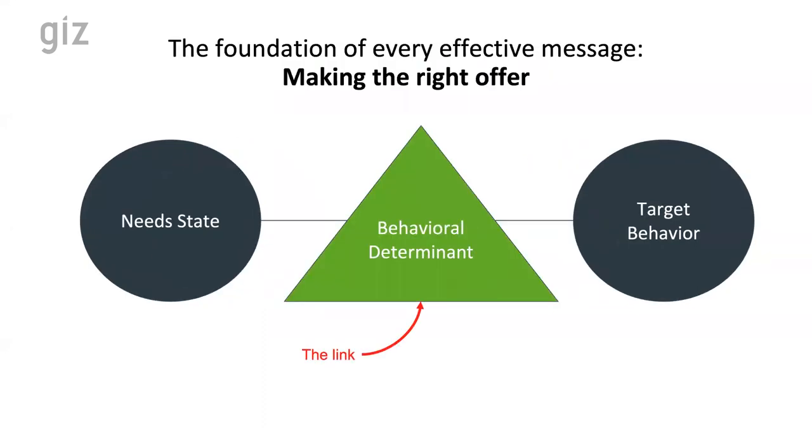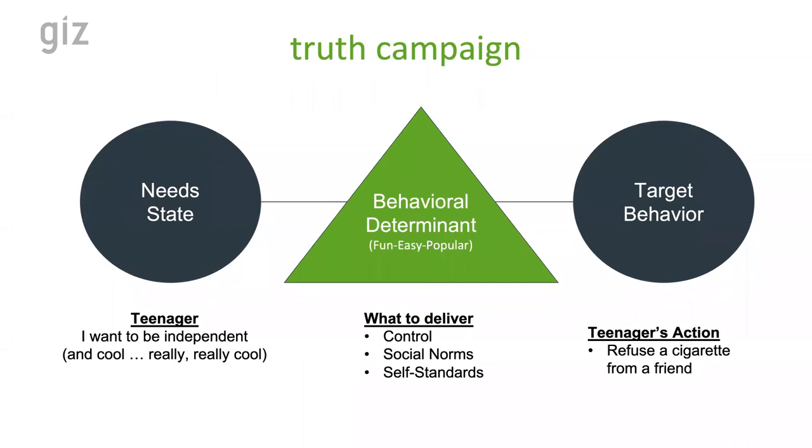And standing in the middle of that, and this I think is the key piece here, and this was very much part of the previous sessions, the foundation of every effective message is making the right offer. You can do everything right, but if you're not making the right offer in behavior change, you're not going to make a difference. And the link is, what's the determinant of the behavior? In this case, the determinant of the behavior is not about the risk to your health when you get older. That's not what the teenager is thinking about.